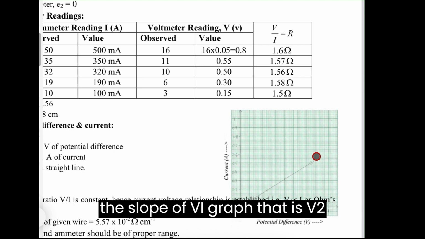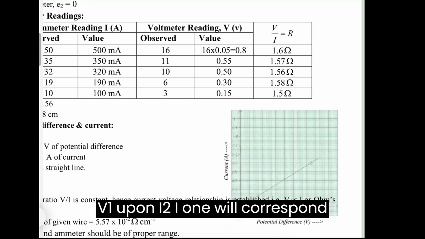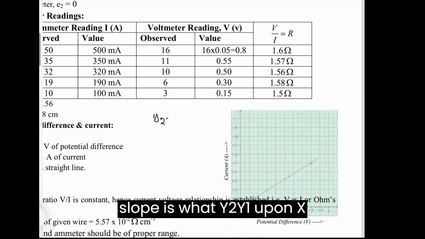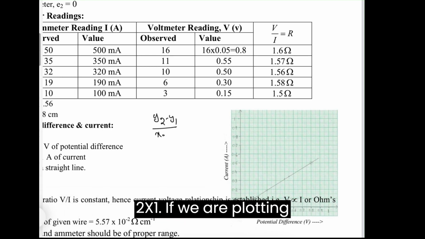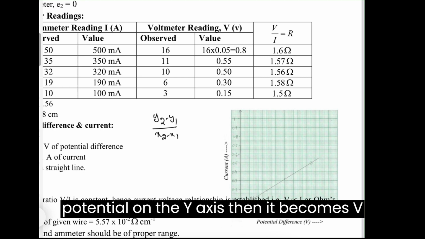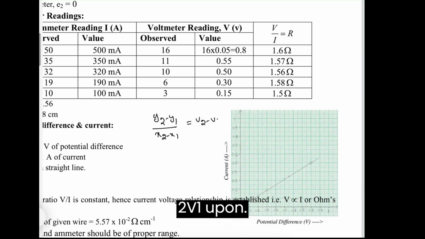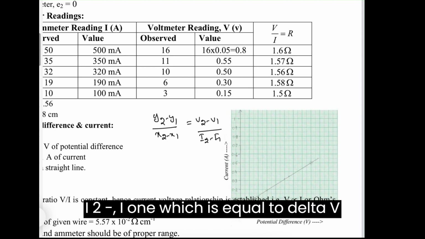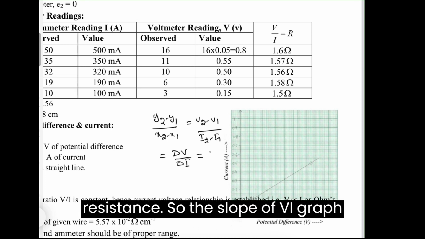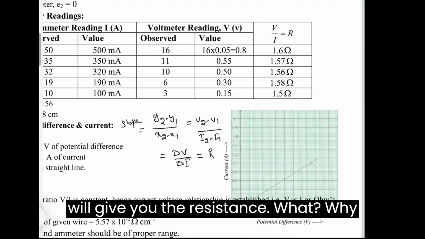And the slope of the VI graph, that is V2 minus V1 upon I2 minus I1, will correspond to, we know the formula for slope is what? Y2 minus Y1 upon X2 minus X1. If we are plotting potential on the y-axis, then it becomes V2 minus V1 upon I2 minus I1, which is equal to delta V upon delta I, and which gives you resistance. So the slope of the VI graph will give you the resistance.